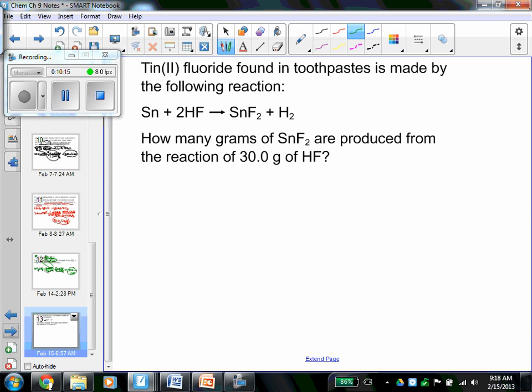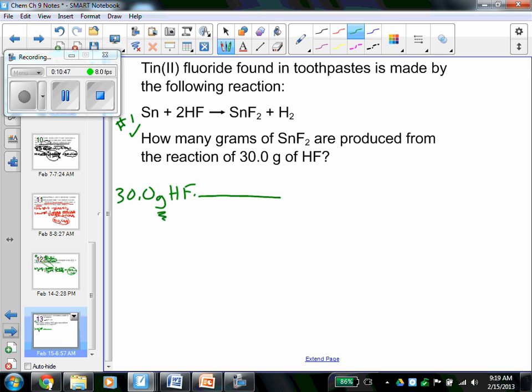Let's try one more. I think this is the last and final problem. This is the hardest of the hard. This is the all 4 steps. So if you can do these kinds of problems, you got this done. All right, it says tin 2 fluoride found in toothpastes is made by the following reaction, which is balanced. How many grams of SnF2 are produced from the reaction of 30 grams of HF? Okay, so let's write down our only number that we know, 30 grams of HF. Okay, step number 1, balance the equation, done.